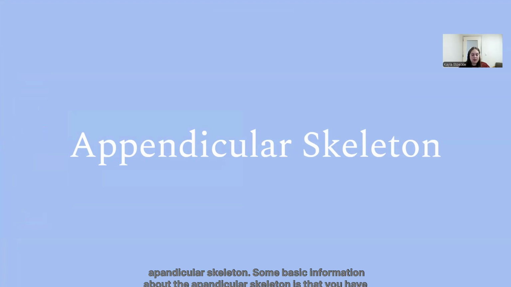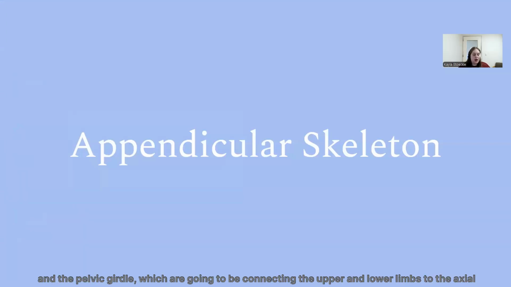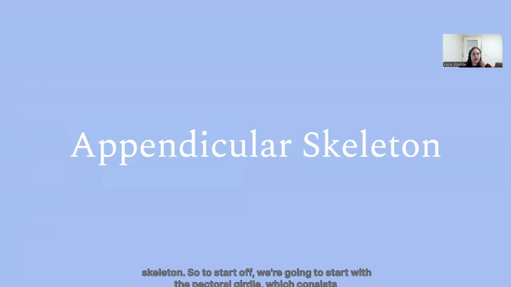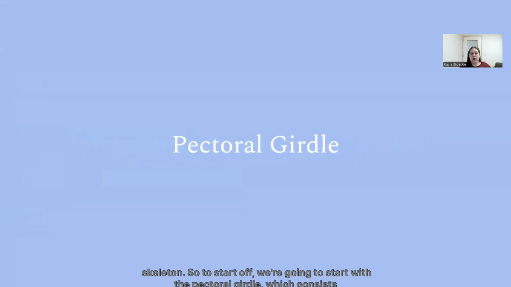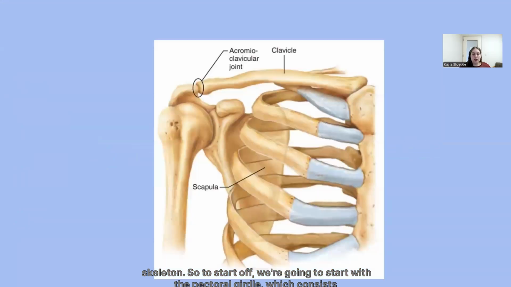Some basic information about the appendicular skeleton is that you have two different girdles and two different limbs. So you have the pectoral girdle and the pelvic girdle, which are going to be connecting the upper and lower limbs to the axial skeleton. To start off, we're going to start with the pectoral girdle, which consists of two bones. So you have the clavicle and the scapula, and these are going to be the two bones of the pectoral girdle, but they're each very important to keep everything in its place.